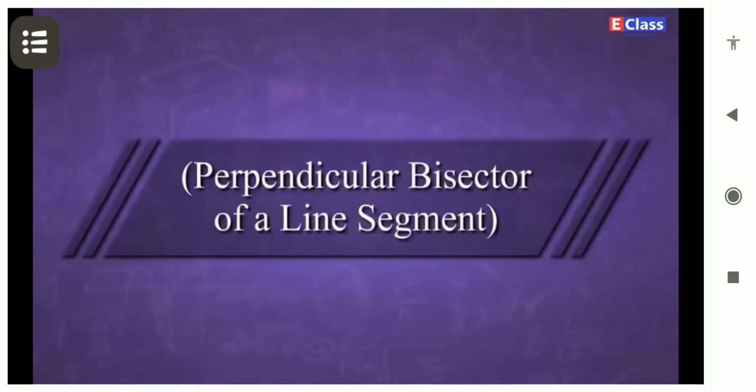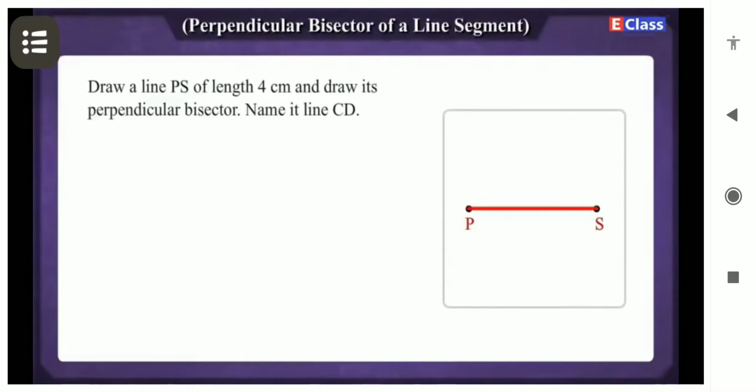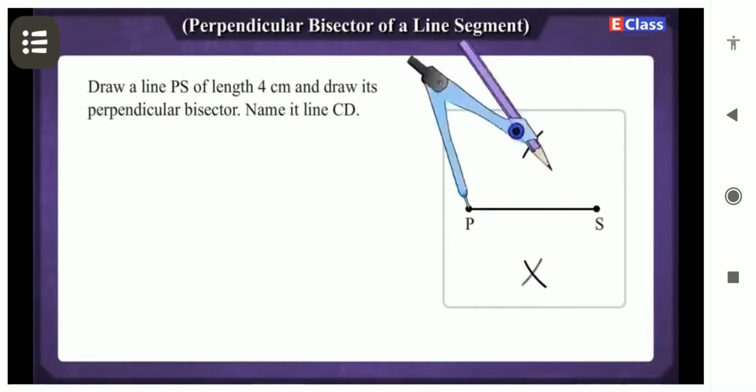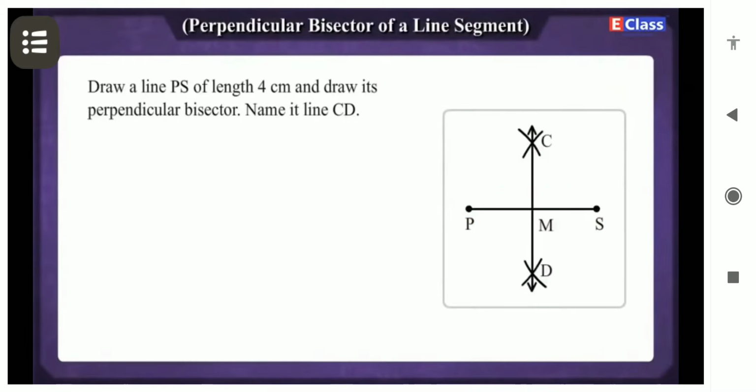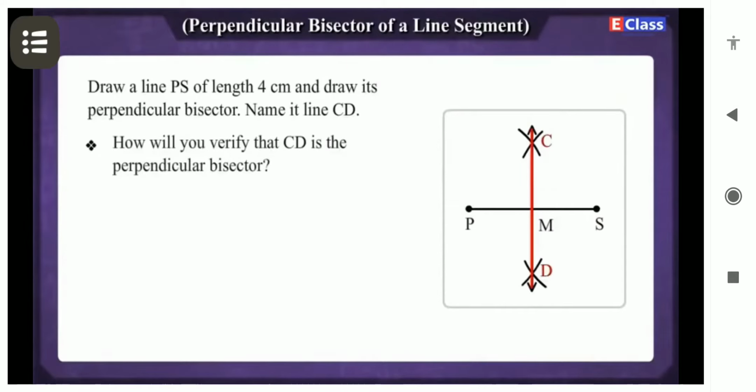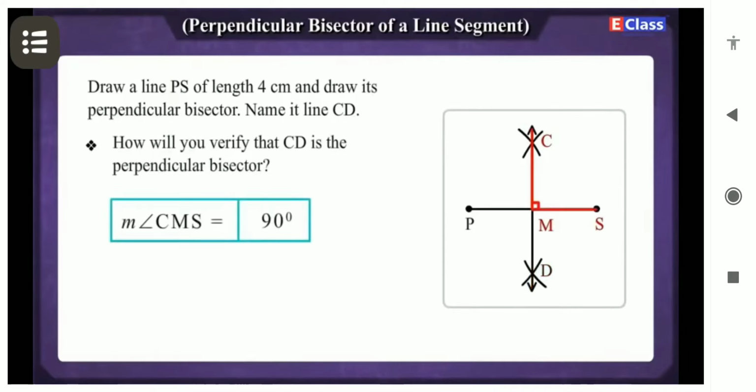Perpendicular bisector of a line segment. Draw a line PS of length 4 cm and draw its perpendicular bisector. Name it line CD. How will you verify that CD is the perpendicular bisector? Measure angle CMS is equal to 90 degrees. Is length of PM equal to length of SM? Answer: yes.